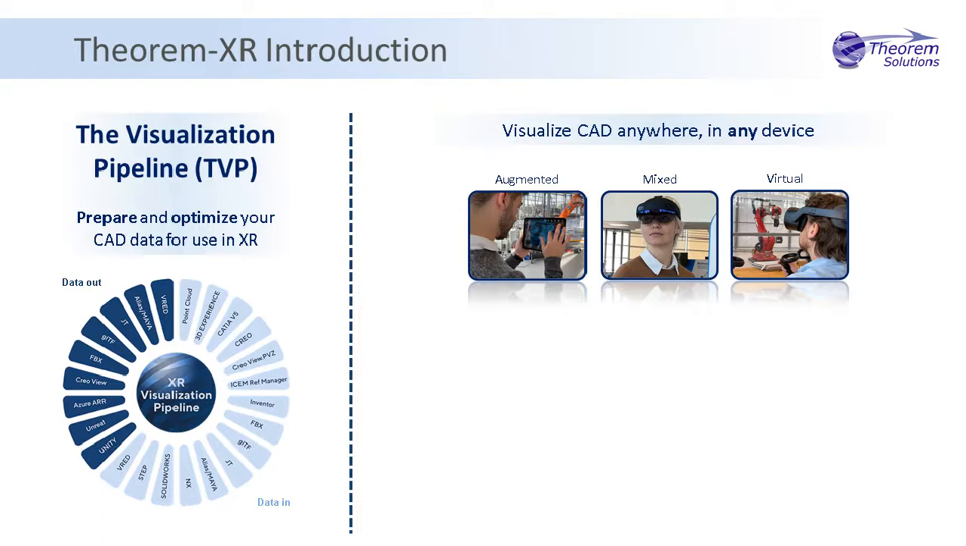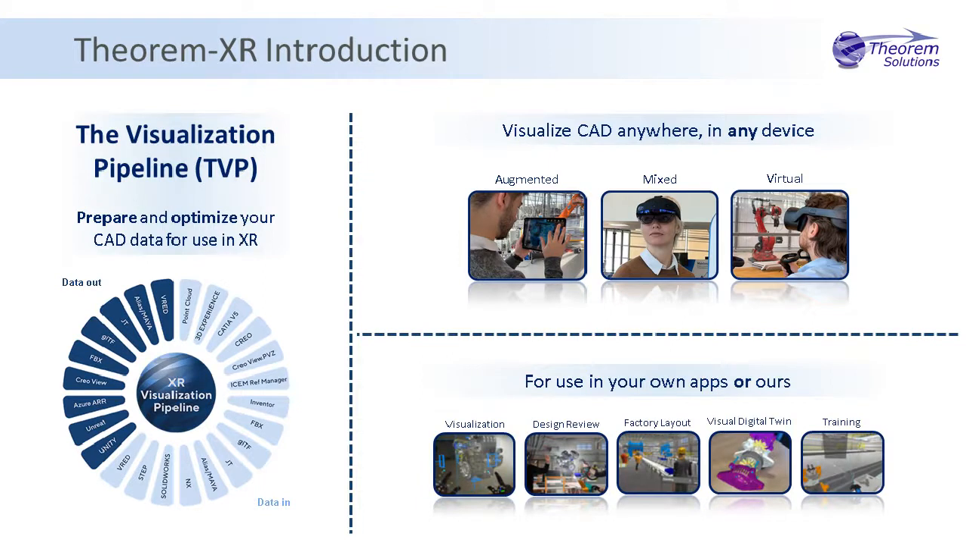And as we covered, those are the three device types, if you like, where we can optimize and prepare data for. And Theorem have a number of our applications, so we coin them experiences. So visualization, design review, factory layout, visual digital twin, and training. We offer those solutions. Similarly, we work with our supply chain. So some people we work with have developed their own applications.